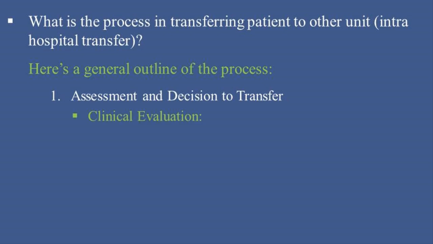Clinical evaluation. The patient's current condition is evaluated by the attending physician or healthcare team to determine if a transfer to another unit is necessary. This might be due to changes in the patient's condition, e.g., improvement, deterioration, need for specialized care, or operational needs, e.g., bed availability, appropriate level of care. Decision to transfer. Once the need for transfer is identified, the attending physician authorizes the transfer. The decision should be documented in the patient's medical record, including the rationale for the transfer.